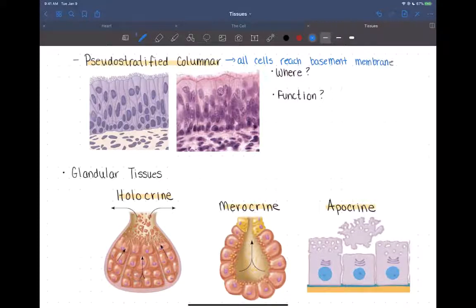Not necessarily all cells are going to reach the free surface, right? So all cells are going to touch this basement membrane down here. Not necessarily all of them are going to reach all the way up to the top, to the free surface, but they do all touch that basement membrane. And so it's not stratified. So it looks stratified, but it's not. And that's why it's called pseudostratified. All right, and these cells on top have a columnar look. So that's why it's typically called columnar, pseudostratified columnar.